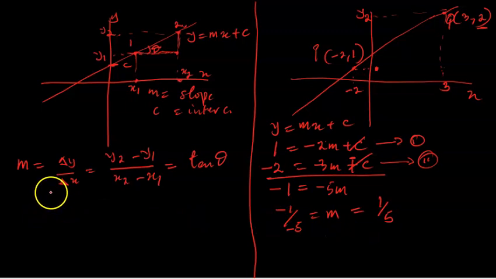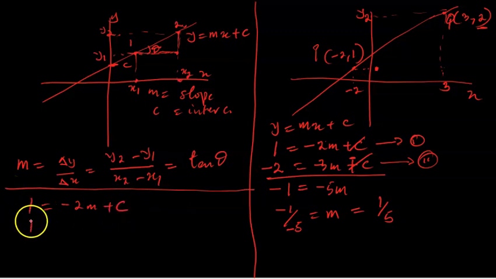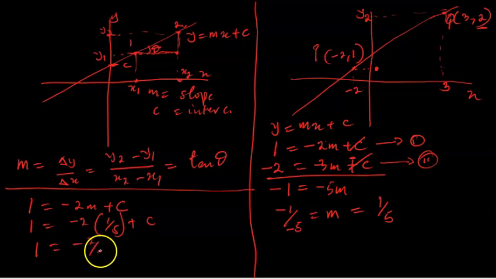If m is equal to 1 over 5, the question becomes, what is c? 1 equals minus 2m plus c, so that 1 equals minus 2 times 1 over 5 plus c. So that 1 equals minus 2 over 5 plus c. Obviously, 1 plus 2 over 5 equals c, which is equal to 5 over 5 plus 2 over 5.